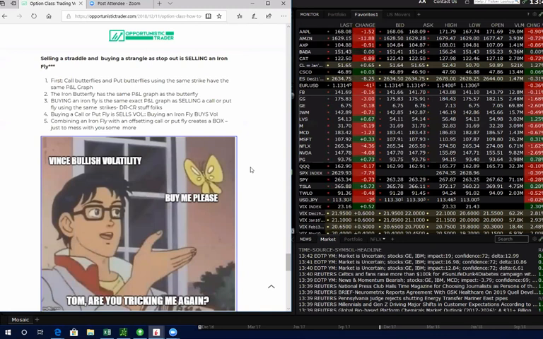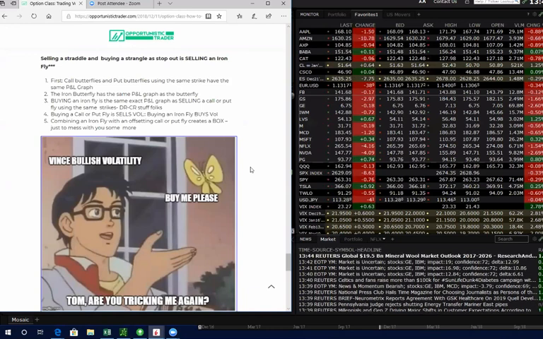First, you have to understand this. Call butterflies and put butterflies, which we have been using as examples, using the same strike, have the same P&L. So the 95, 100, 105 call butterfly and the 95, 100, 105 put butterfly have the same P&L graph. Whether you're bullish or bearish, they have the same P&L graph, if you're doing an at the money, where your mid strike is the at the money strike in the butterfly.